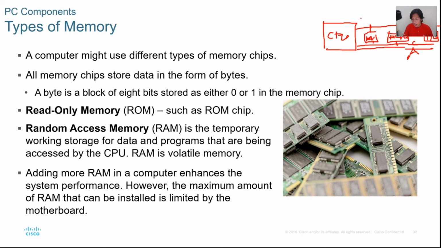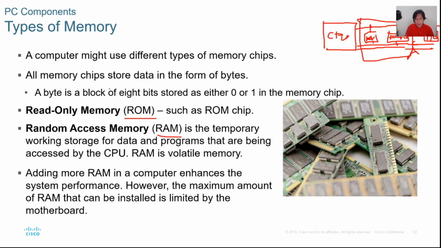One reason why these two types of memory, the ROM and the RAM, are called the primary memory. Later I'll be discussing the secondary. If we have primary, then we will have a secondary type of memory. So let's go first with the types of memory.